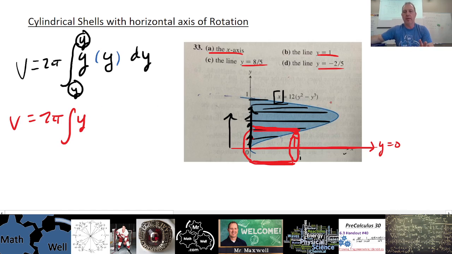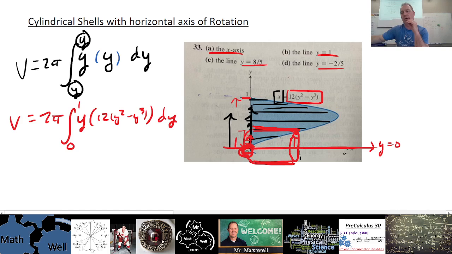The other thing is the height, which is in terms of y. So it's just going to be 12 times y squared minus y cubed dy. Now, the limits of integration: we're going to take all of the cylinders, starting at y equals what? Starting at y equals 0, and we let y change until y gets to 1. So the limits of integration are from 0 to 1. The cylinders are stacked starting at 0, all the way until we get to y equals 1. Then we stop stacking. So that's the limits of integration, 0 to 1.